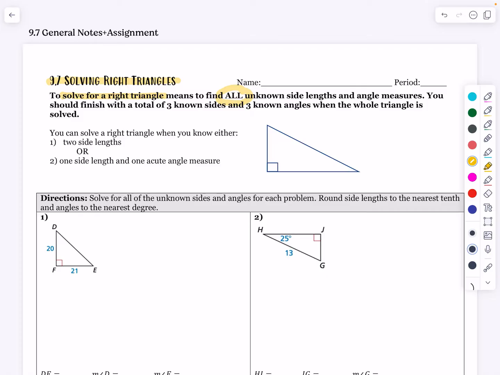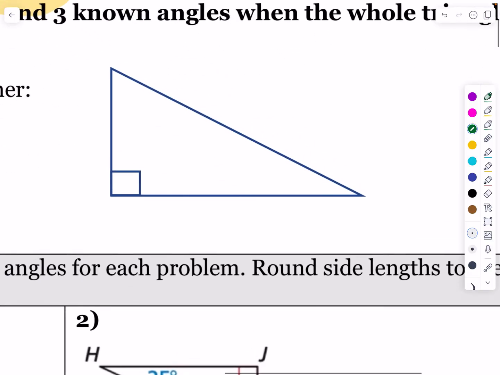There are going to be 2 situations which allow you to solve for the rest of the right triangle. The first situation is when you're presented with 2 side lengths. The second situation is when you're presented with 1 side length and 1 acute angle measure. If you don't have at least that minimum amount of information, we cannot solve for the rest of the right triangle.